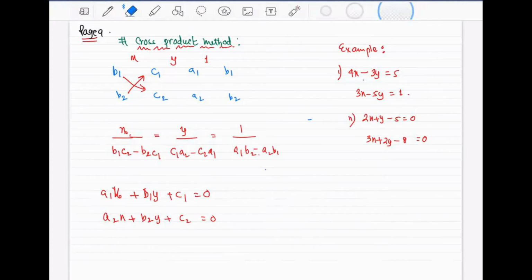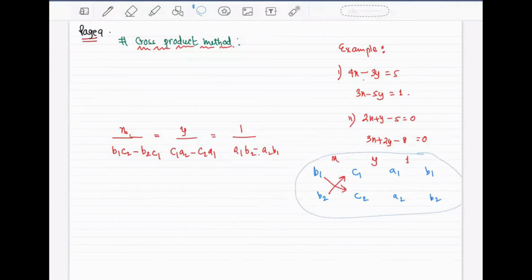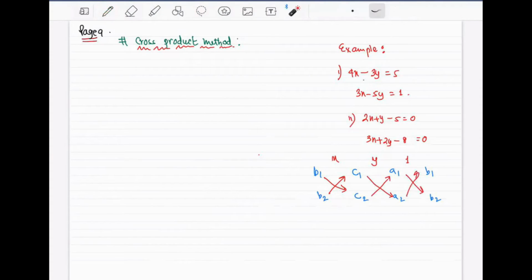You just have to remember this formula right here. I'm keeping this here for your convenience sake. Okay, you don't need this one. Now let's take up the first example right here. 4x minus 3y is equal to 5. 3x minus 5y is equal to 1. Okay, Roman number 1, we have got 4x minus 3y is equal to 5. Next one is 3x minus 5y is equal to 1.